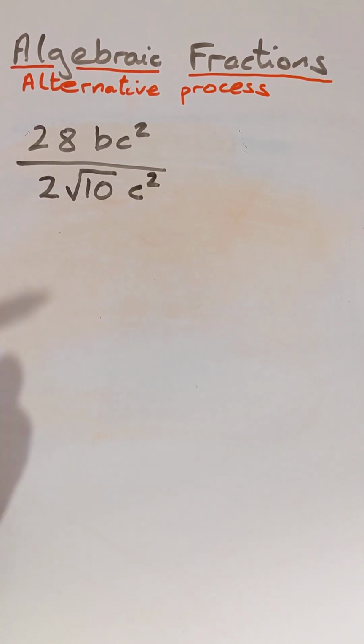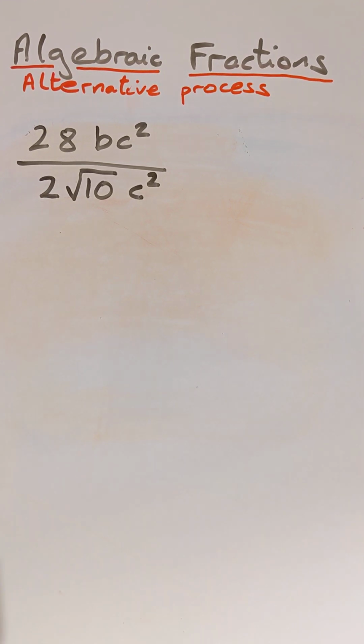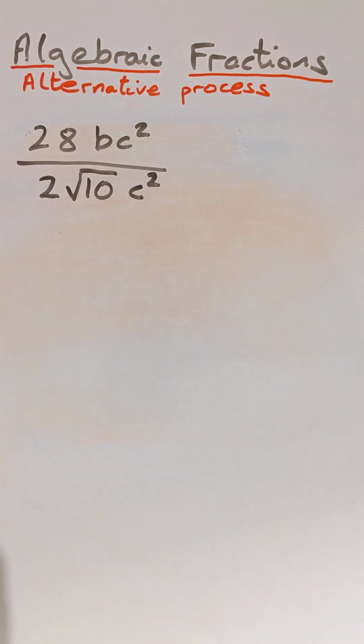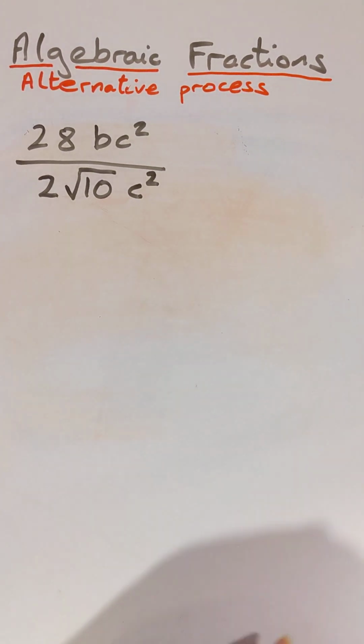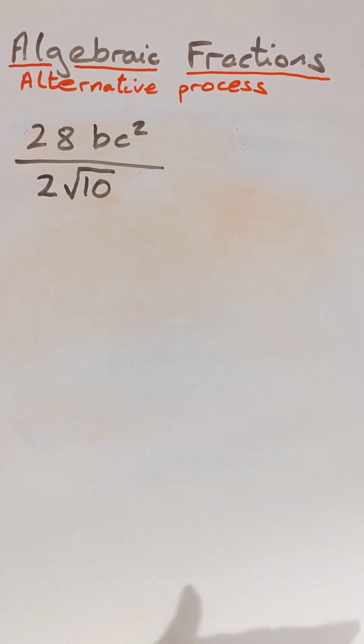There we go. Far more complicated than you're likely to get in the exam. So what I'm going to do here, the c squareds would cancel straight away, so I'm just going to get rid of one of them straight away.